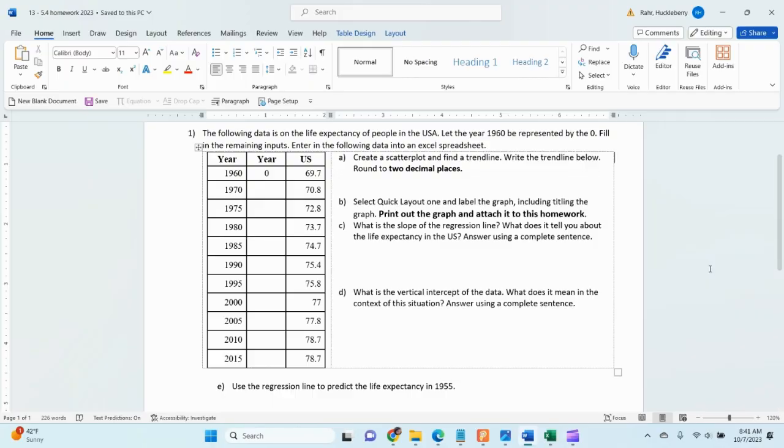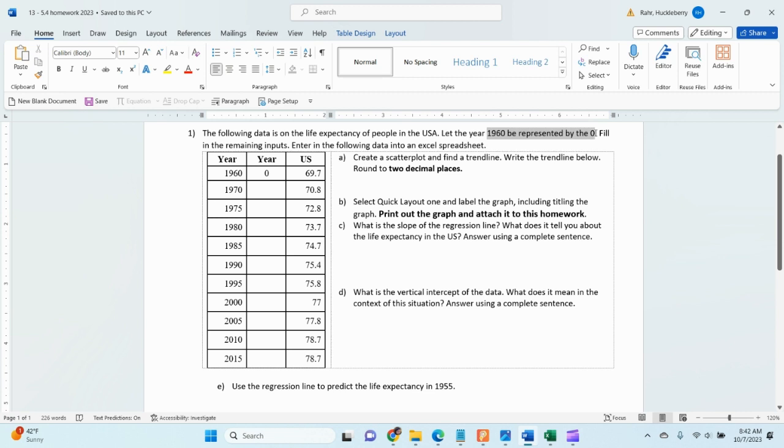Today I'm doing a series of videos on linear equations, and this video is going to be on scatter plots and using Excel to help. In this video, it says the following data is on the life expectancy of people in the US. Let the year 1960 be represented by the year 0.